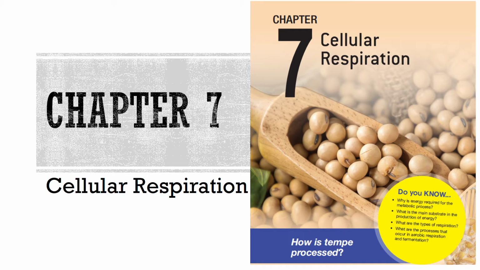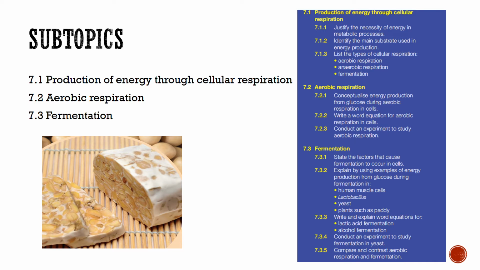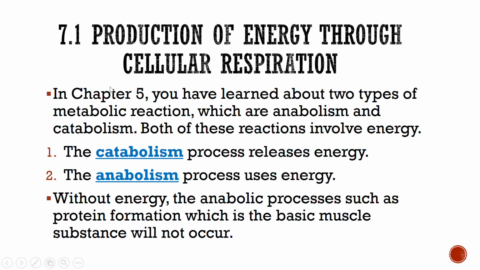Chapter 7, Cellular Respiration. In this chapter, we will be looking at three subtopics. So let's look at the first one. Back in chapter 5, you learned two types of metabolic reaction, namely catabolism and anabolism. Both of these processes involve energy. So we know that energy is very important. And where does this energy come from? It comes from the process known as cellular respiration.